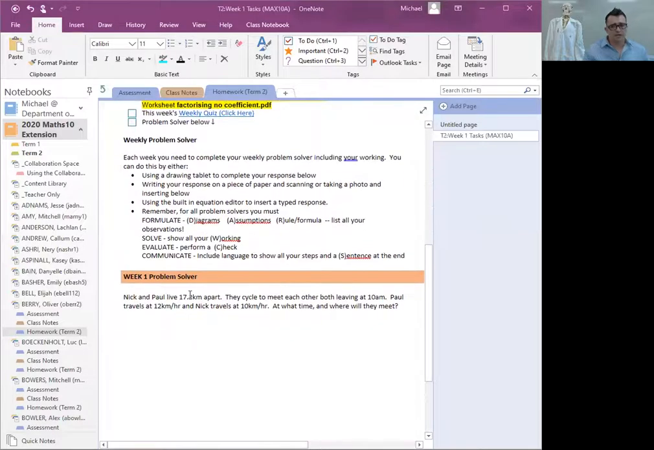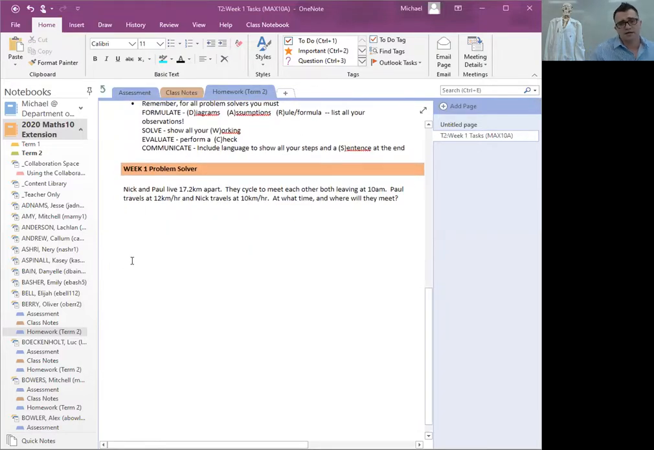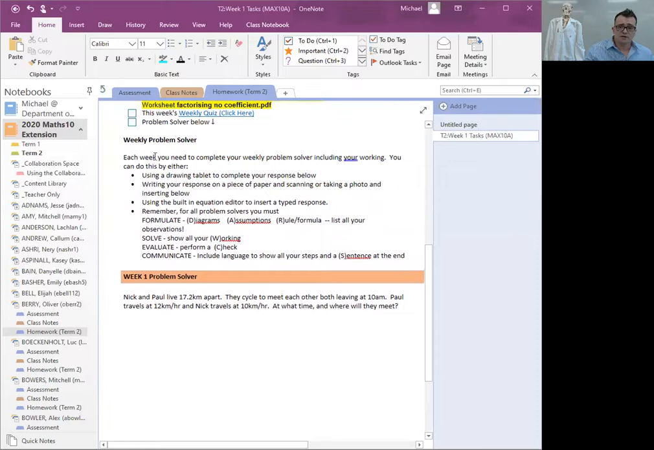Heading back into OneNote, the next thing down is a weekly problem solver to work on. You can answer these weekly problem solvers by using your drawing tablet, or if you've got a touch screen, using that to write in there. I appreciate not many people will have that type of technology. Certainly write your answer on a piece of paper, take a photo with your phone or laptop and upload that into OneNote, and that's perfectly fine. You can also use the equation editor and drawing in Microsoft OneNote to formulate responses. Make sure you are using your formulate, solve, evaluate, communicate.